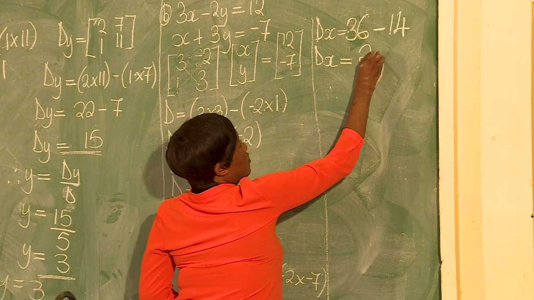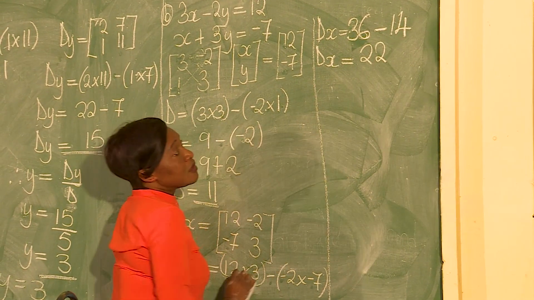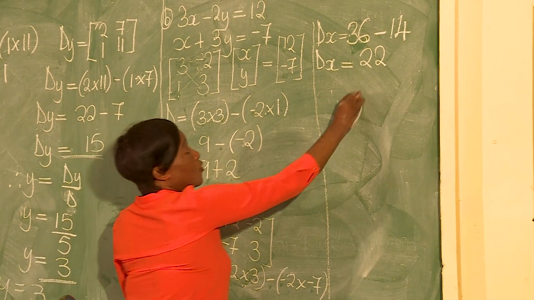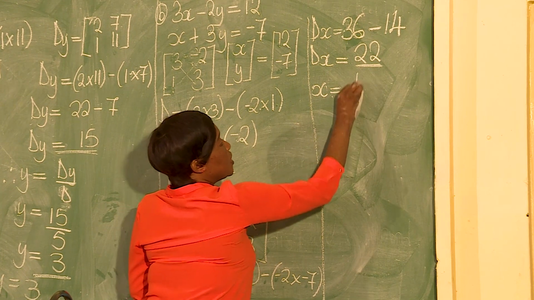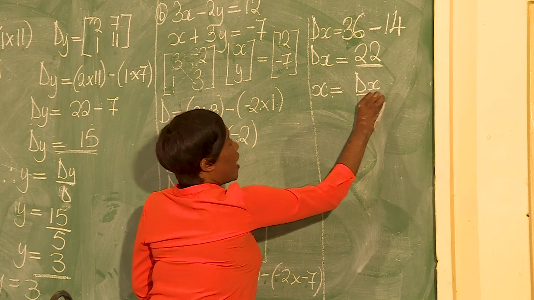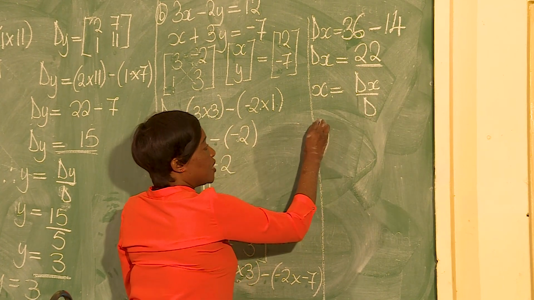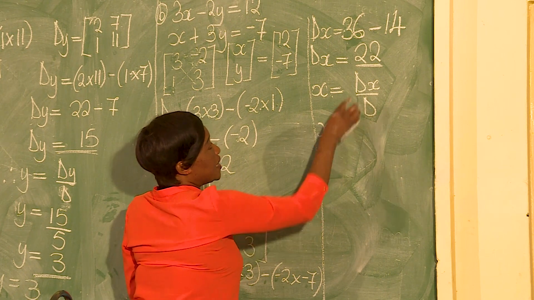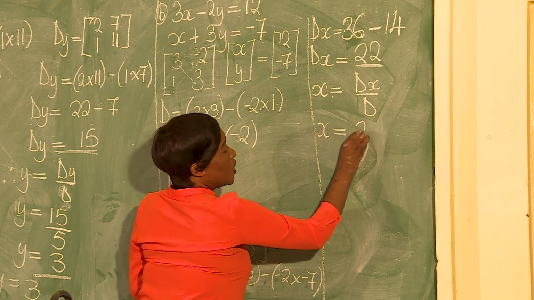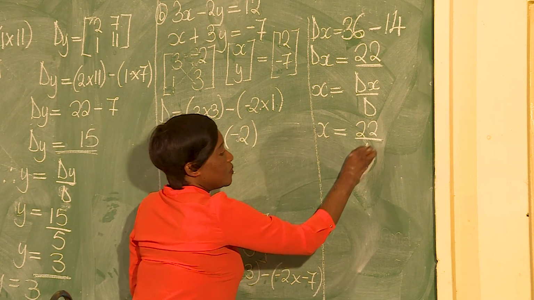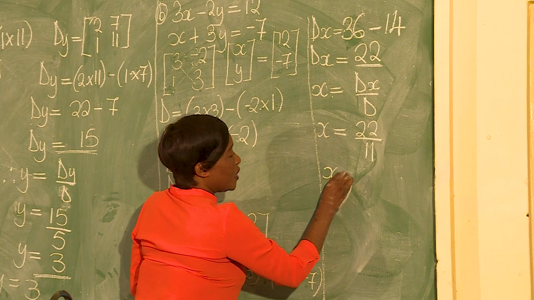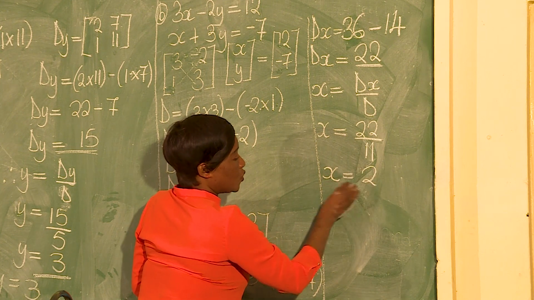22. So this is our Dx. Now we find the value of x. x will be equal to Dx divided by the main determinant. So x will be equal to, what is our Dx? 22. And what is our D? 11. So when we divide there, what will be our x? 2. So this is our x.